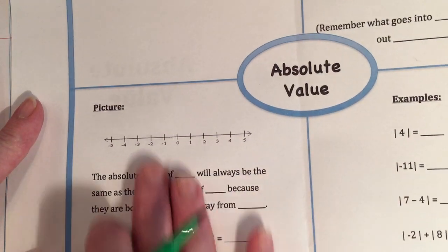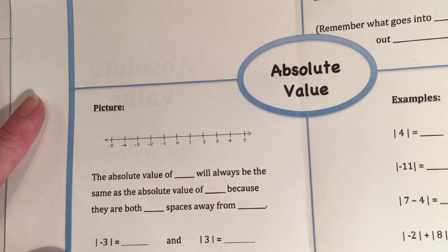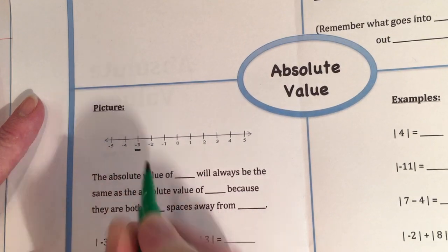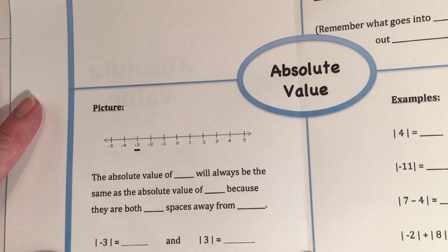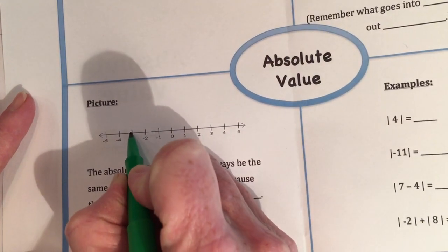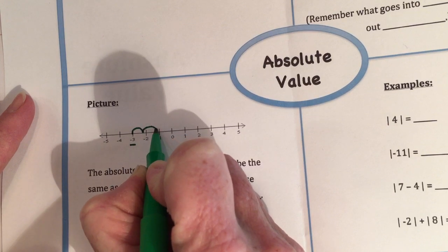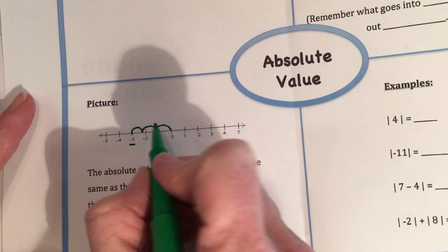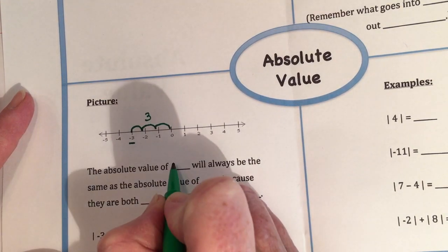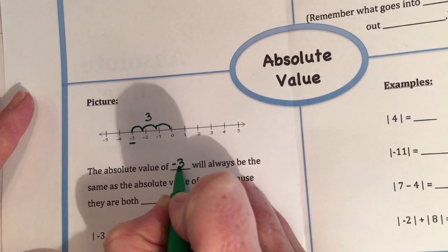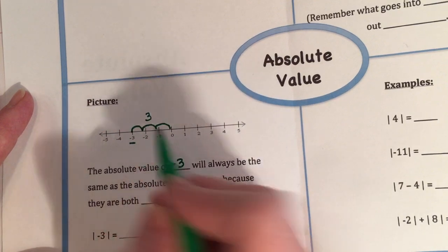So we can kind of get a picture of this. If you look down here in this next part right here, if we want to find, let's say, the absolute value of -3. All right, so we just said the definition was the distance that number is from 0. So if we just count, we start at -3, we count spaces 1, 2, 3. It takes us 3 spaces to get to 0. So the absolute value of -3, okay, is always going to be 3.